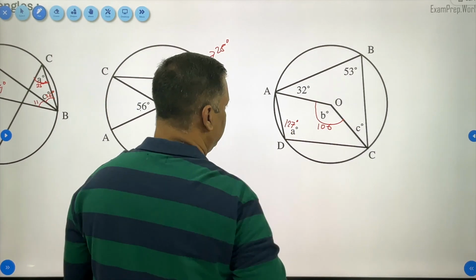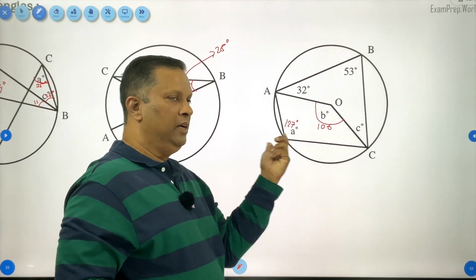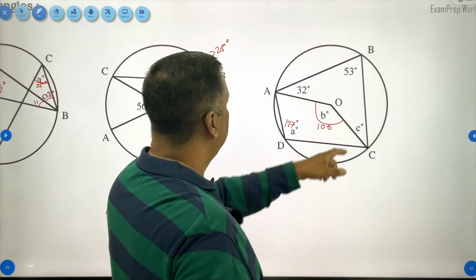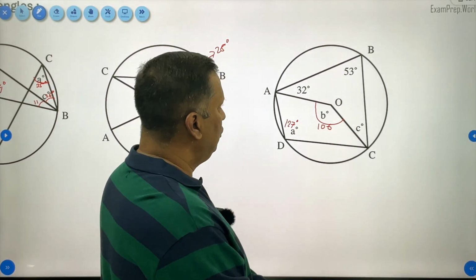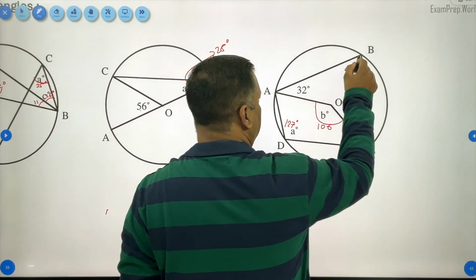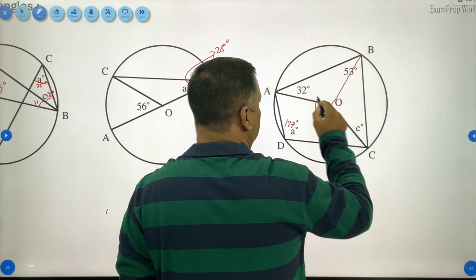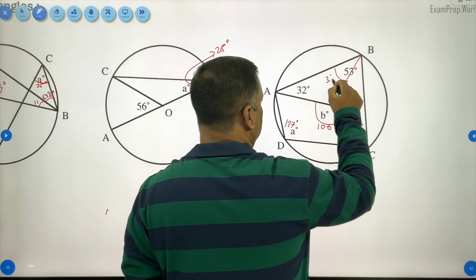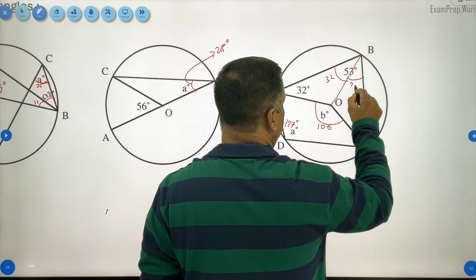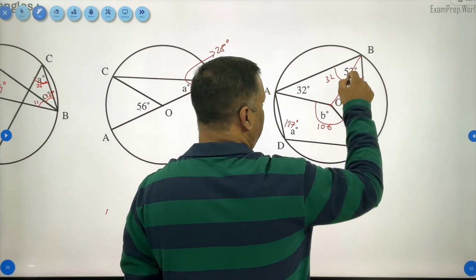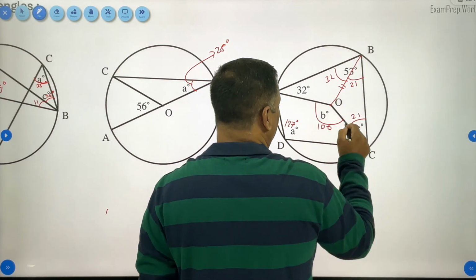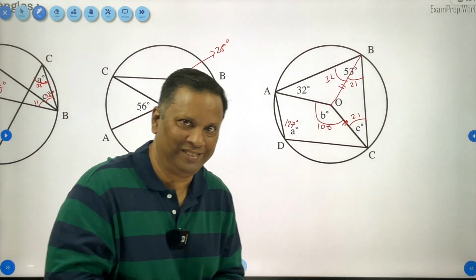127 degrees. Why? Because this B and D are together 180 degrees. Now what is left with us? This angle C. How to find angle C? Join this line. This is 32, so this is also 32. 53 minus 32 is 21, because the whole thing was 53. So angle C also will be 21. Why? Because both are radii, so it is an isosceles triangle.